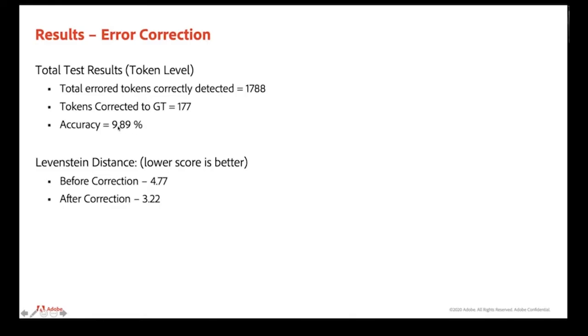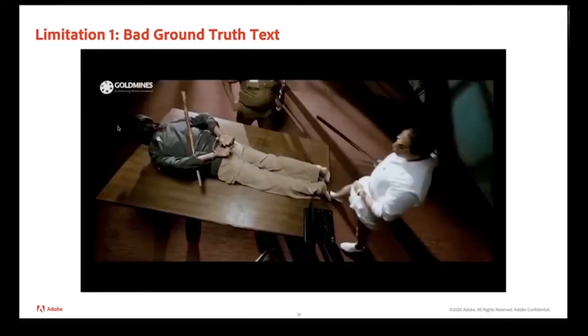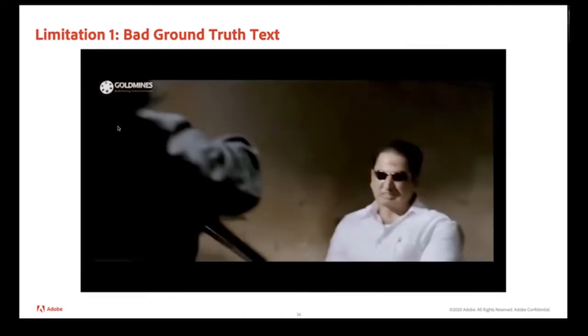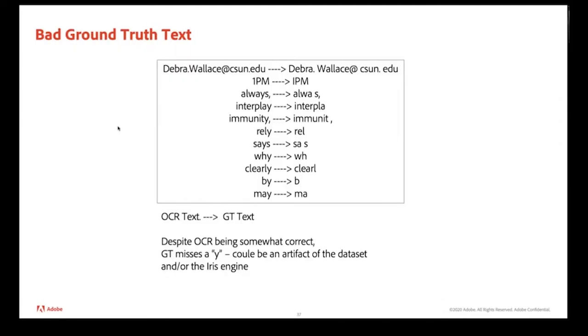I'll go through the reasons why the error correction is difficult. One of the limitations is the bad ground truth text. If the ground truth text itself is wrong, for example in Adobe's dataset, for some reason Y is missing in many of these words.